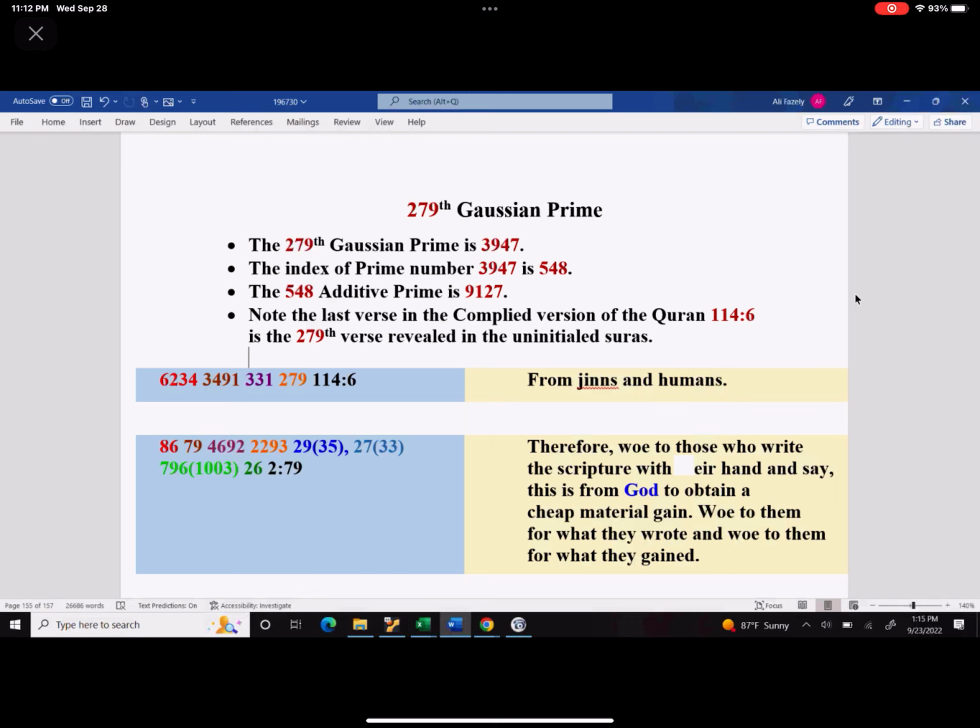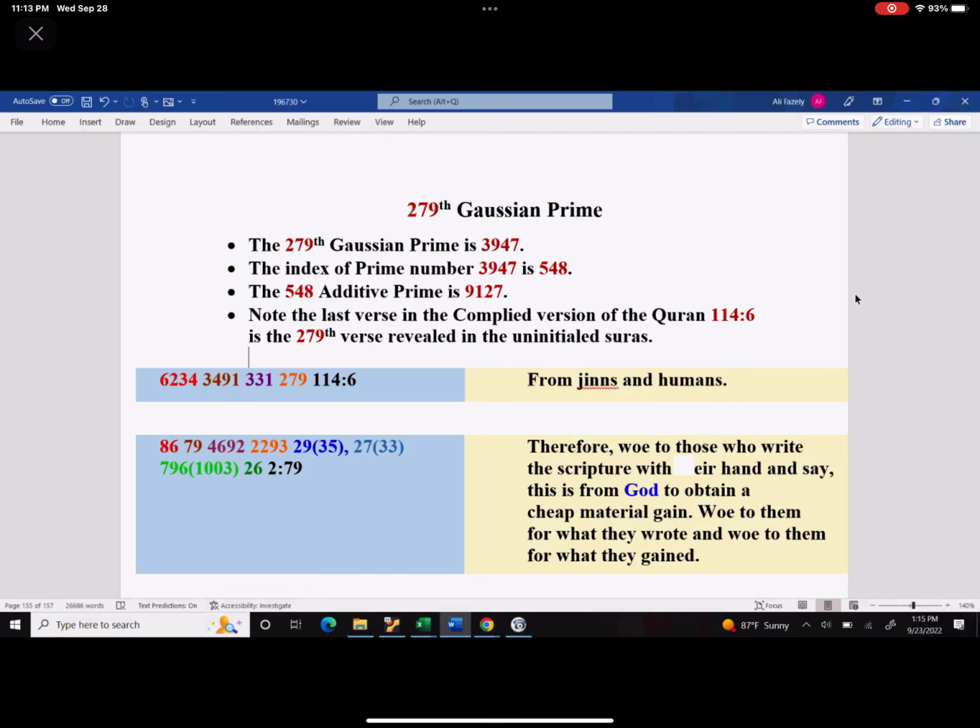Okay, the Thrones, which is 39, and Muhammad, which is 47. There are 7 Hamim chapters. So these two numbers, 39 and 47, actually bracket 40 to 46, which are Hamim initial chapters. So the index of prime number 3947 is 548. But 548's additive prime is 9127.